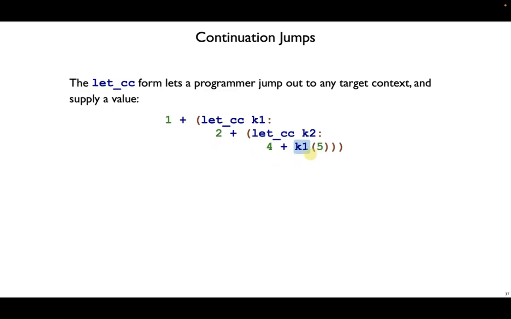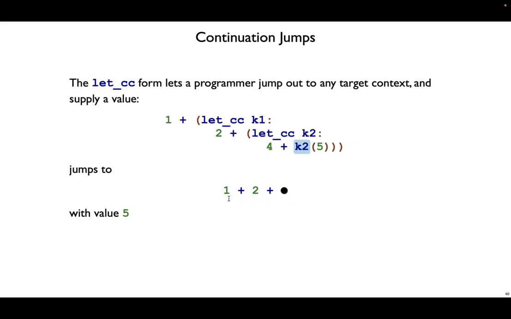At the k1 of 5 call, we jump back out to 1 plus hole because that was the continuation at the point when k1 was bound. And the value that we jump with is the argument that we supplied to k1, the value 5. If we change this program so that now we jump to the k2 continuation, then what our context looks like, k2, that's 1 plus 2 plus hole. And so we swap in 5 for the hole, and the whole result is 5 plus 2 plus 1.